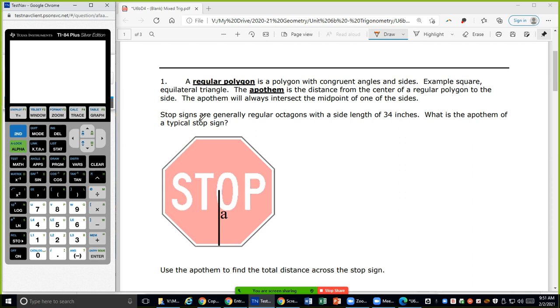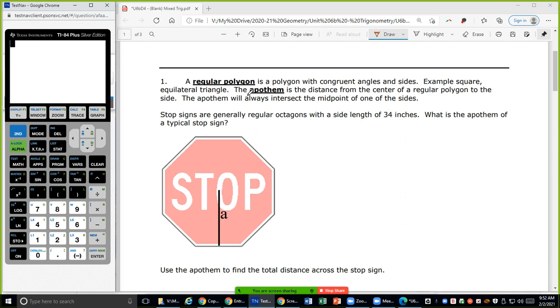My first one says a regular polygon is a polygon with congruent sides and angles. So we've learned about polygons way back in elementary school and middle school, just our basic flat shapes that are closed and made with segments. Now we have this new word regular, and that just means it has congruent angles and sides. So think square. A square is a regular polygon because it has 4 equal sides and 4 90-degree angles. Think about an equilateral triangle because all 3 sides are the same. All 3 angles are 60, so that's a regular polygon.